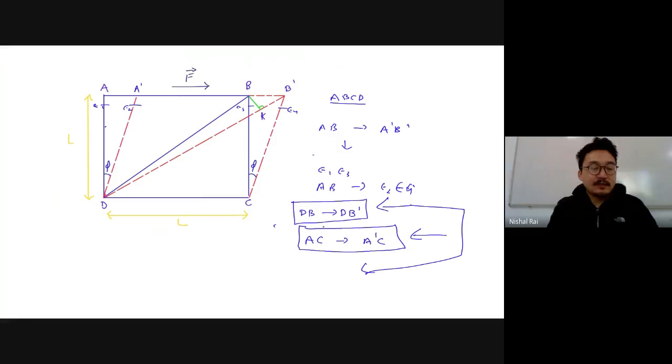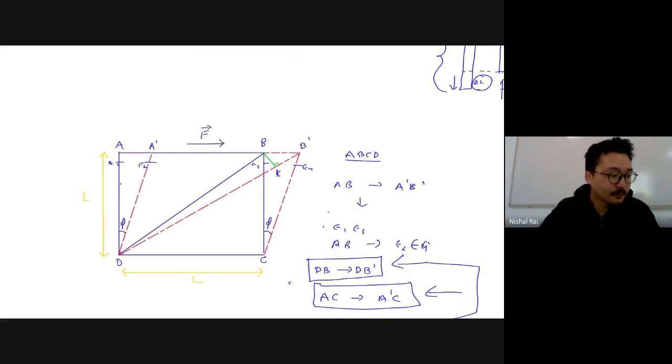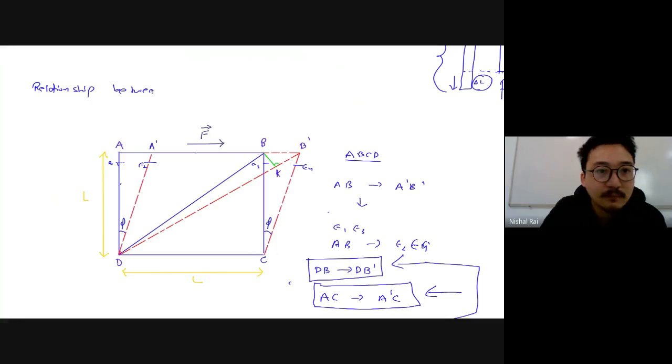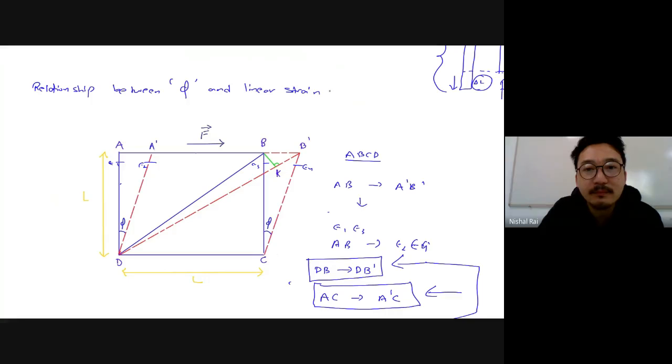Now we are finding a relationship between what? Relationship between basically this phi, angle of shear, and linear strain. Linear strain, which is basically what? E. For time being, we'll write linear strain.